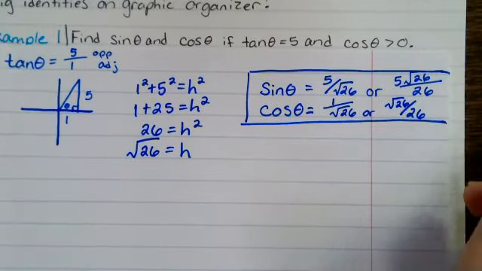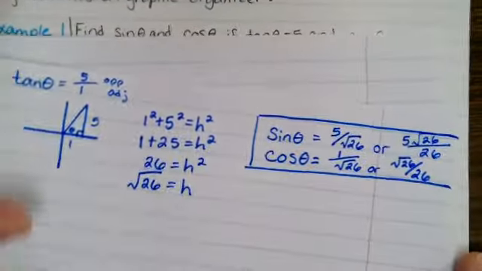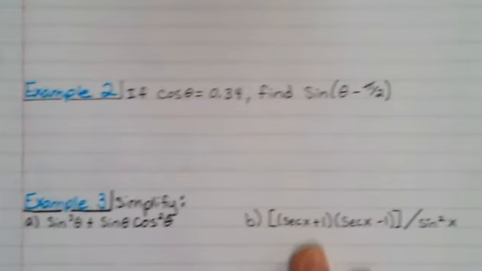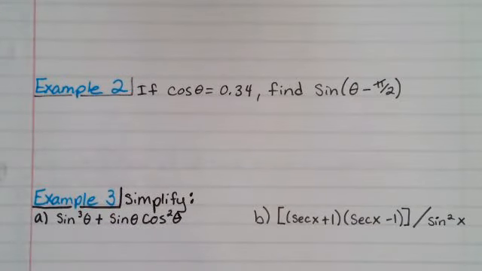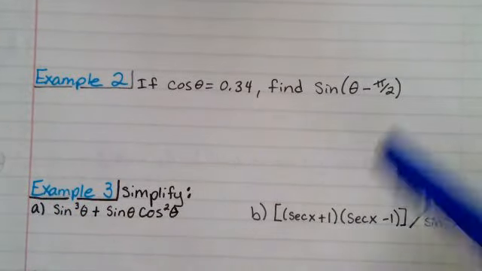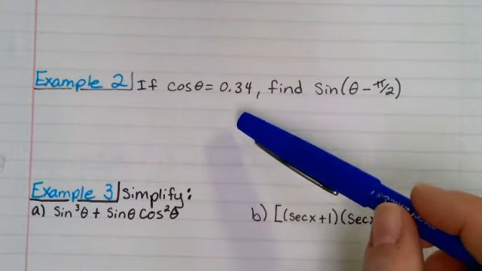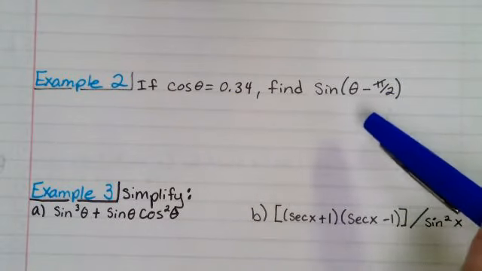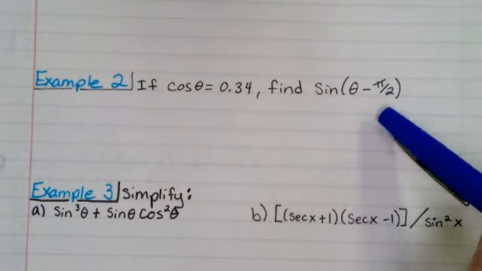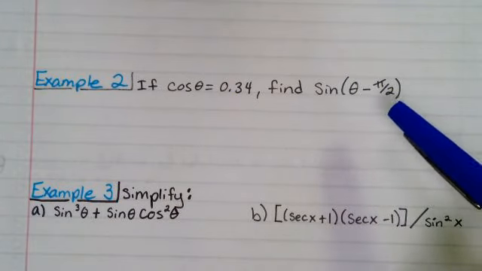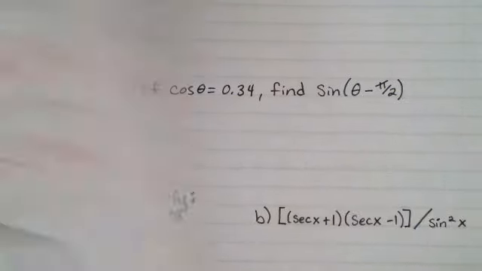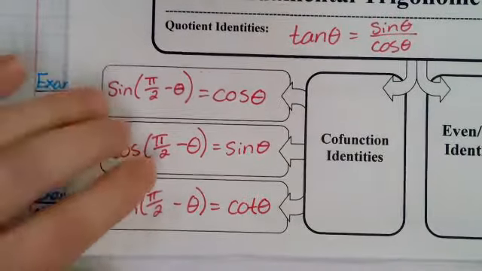All right, moving on. So the next type of example you're going to see, you should sort of recognize as something similar to the cofunction identity. It's not exactly the same. So they told me that cosine is 0.34. Then they said find sine of theta minus pi over 2. Now you might be tempted to straight up use the cofunction identity, but I want to bring this back and show you.